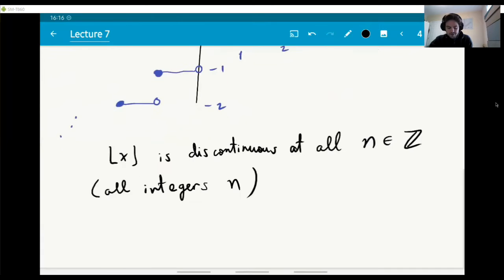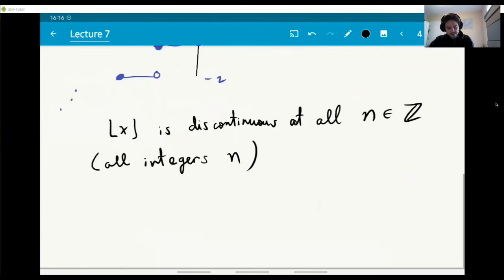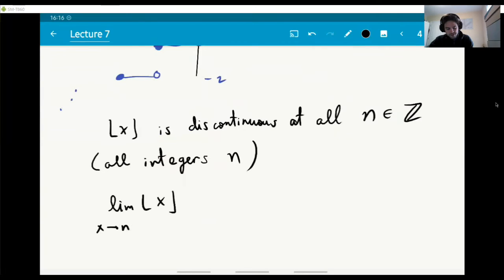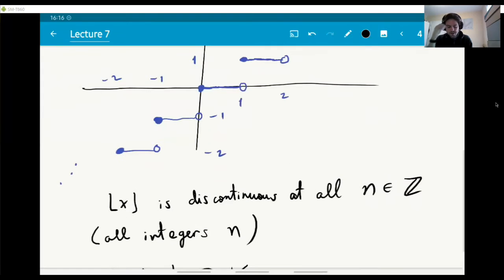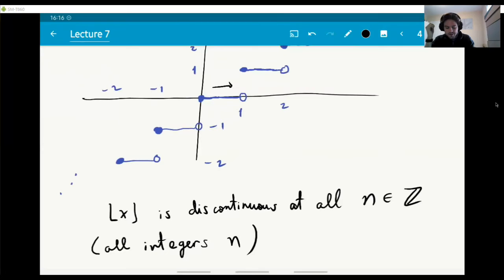Why is it discontinuous, you may ask? I mean, the value of the function is defined. The function has a value at those points, but it doesn't have a limit. The limit of floor of x as x approaches an integer does not exist. You can again just see that from the graph. For example, at the number 1, if you approach from the left, you get a 0. If you approach from the right, you get a 1.